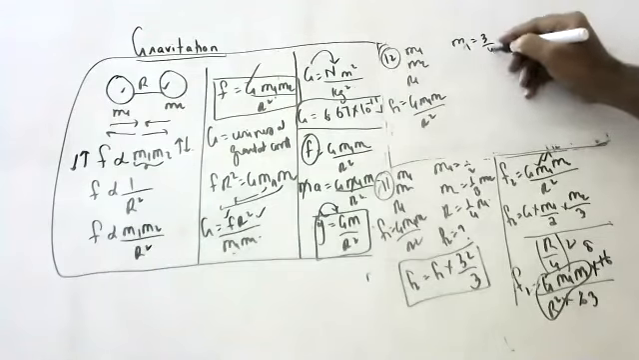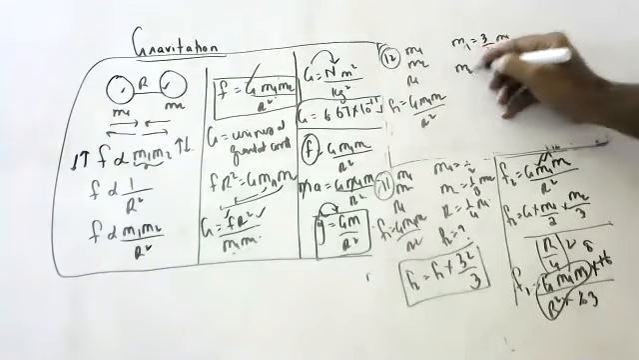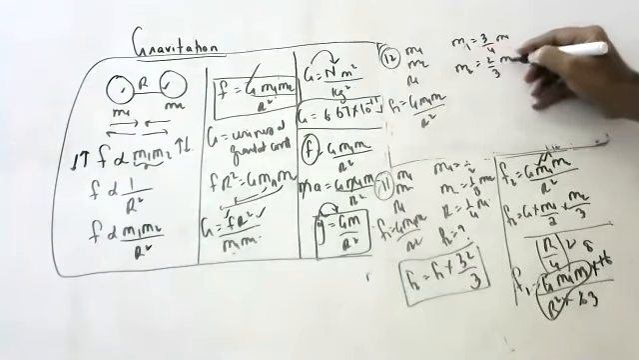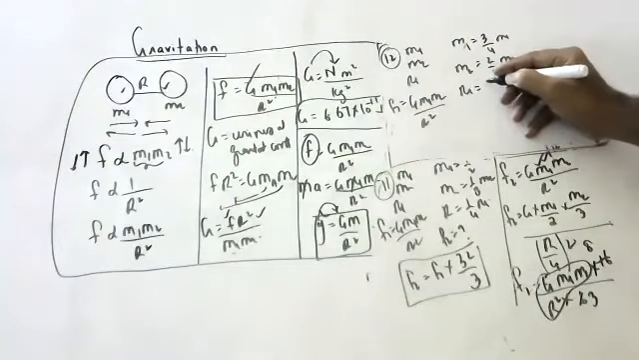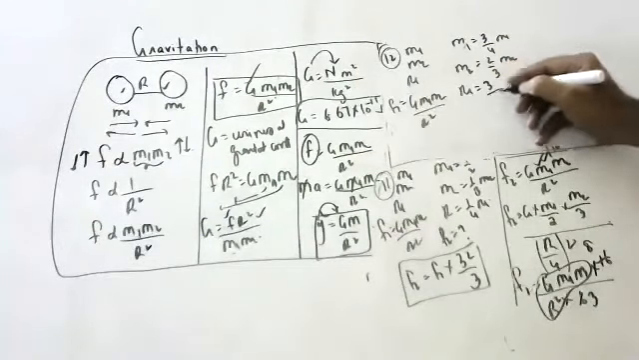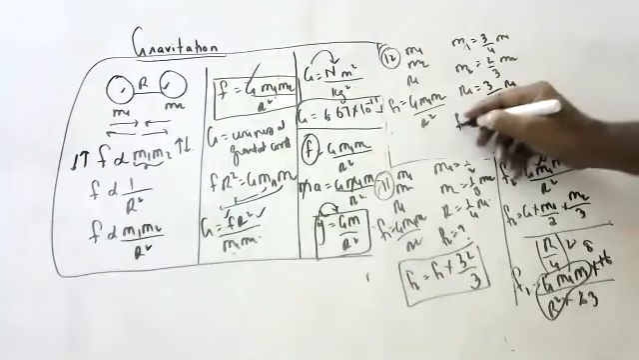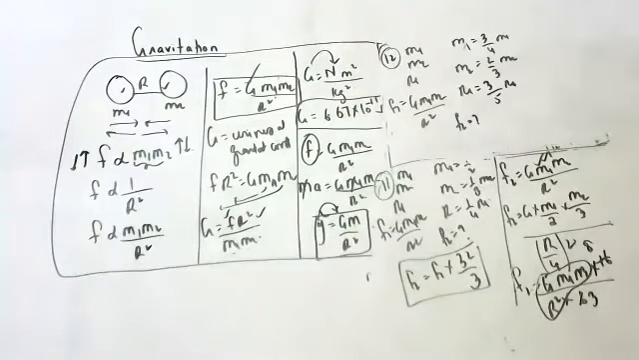One mass is becoming 3 by 4 times. The second mass is becoming 2 by 3 times. The radius is becoming 3 by 5 times. Find the second force. Who will tell? Sir, can I try? Yeah, please.